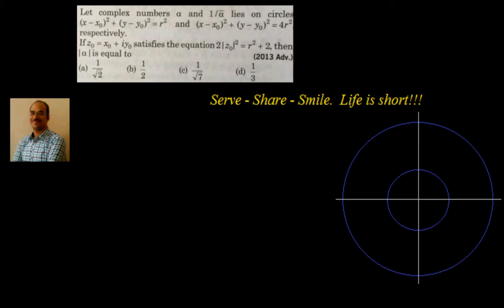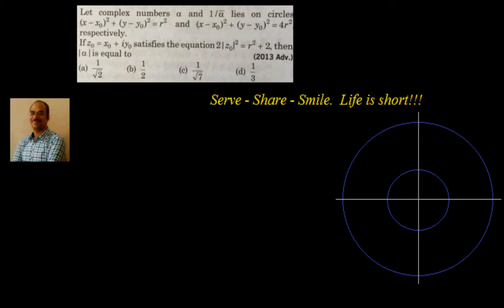Let's look at this problem related to complex numbers asked in 2013. Let complex numbers alpha and 1 by alpha conjugate lie on circles (x minus x naught) whole square plus (y minus y naught) whole square equal to r square and (x minus x naught) whole square plus (y minus y naught) whole square equal to 4r square respectively. If z naught equal to x naught plus iy naught satisfies the equation 2 into mod of z naught whole square equal to r square plus 2, then mod of alpha is equal to how much?